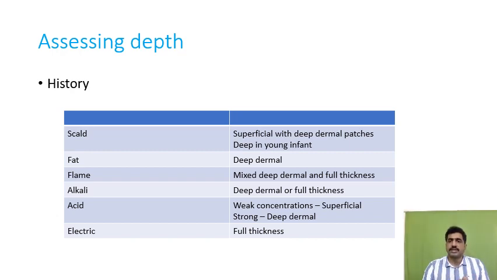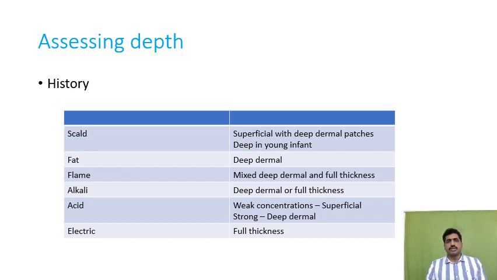Say if water is at 65 degrees centigrade, in 7 seconds it can cause superficial partial thickness burns, in 15 seconds it can cause deep partial thickness burns, and in 45 seconds it can cause full thickness burns. So knowing the history of the burns and immediate first aid can prevent full thickness burns. Scald, or burns with hot liquids, is the most common type of burns we see. Normally they tend to be superficial burns with some deep dermal patches, especially if you immediately cool the wound. Scald wounds tend to be deep partial thickness wounds in young infants.